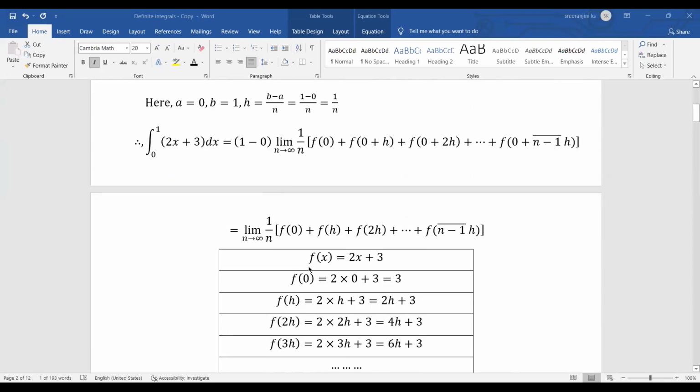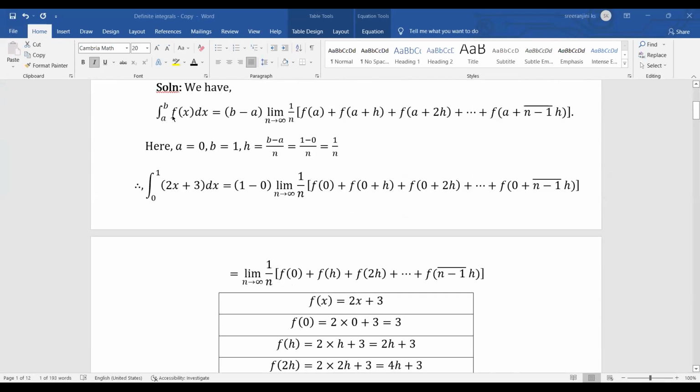Okay. So what we have done, we are finding the terms in this expression. The formula is integral a to b f of x dx is equal to (b minus a) times limit n tends to infinity 1 by n [f of a plus f of (a plus h) plus f of (a plus 2h) plus etc. plus f of (a plus (n minus 1)h)]. We can see that a equal to 0, b equal to 1 from the question, and h is (b minus a) by n. So (1 minus 0) by n, h is equal to 1 by n.